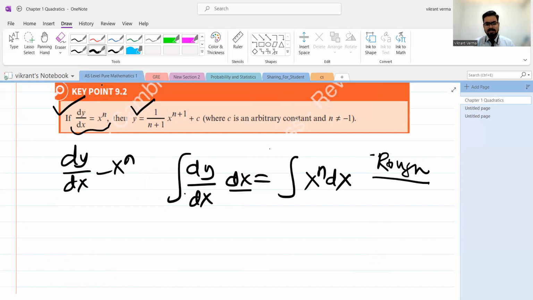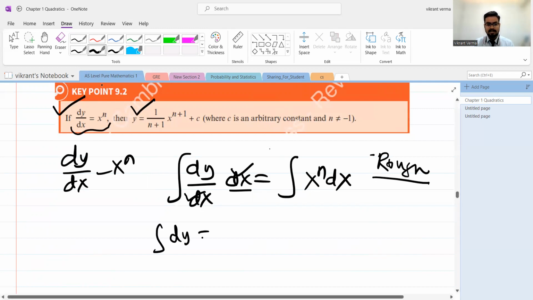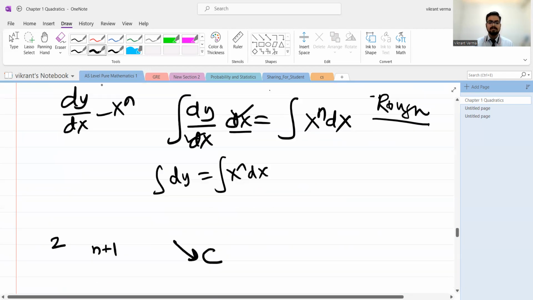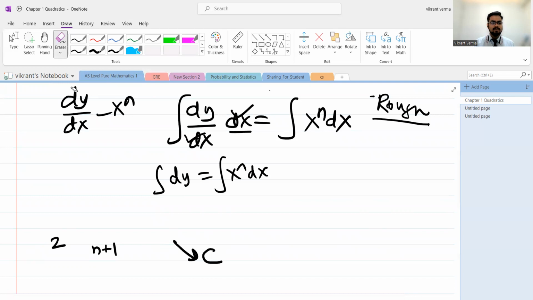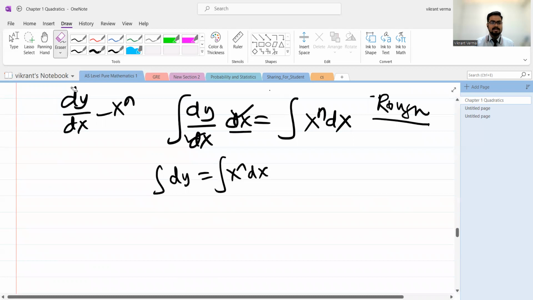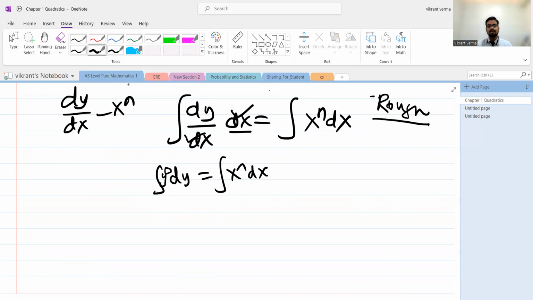Okay, so I'm just cancelling this dx with this dx, so I have only this part left: the integral of dy is nothing but x raised to the power n dx. And now, since you know the formula, in this formula what is present with dy, there is y also present on the left-hand side, but in a very hidden form. It is nothing but y raised to the power 0. Because 1 is present in front of dy, I can write it as y raised to the power 0, because that formula was applicable for all integer values, so it is also applicable for 0 as well.